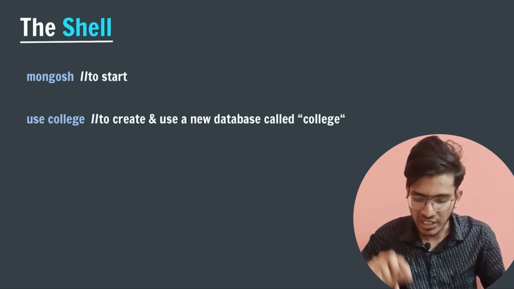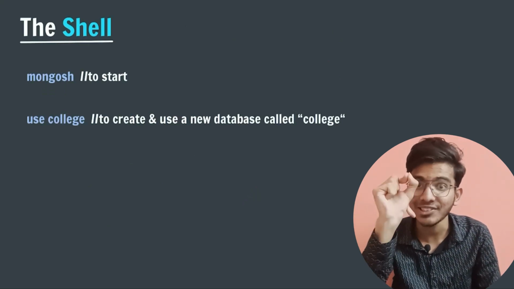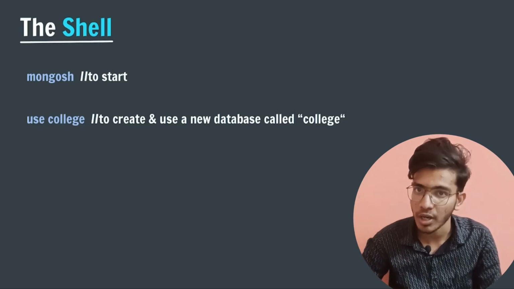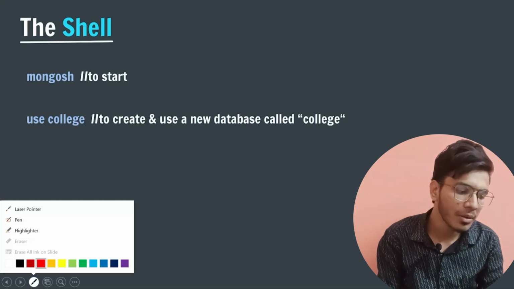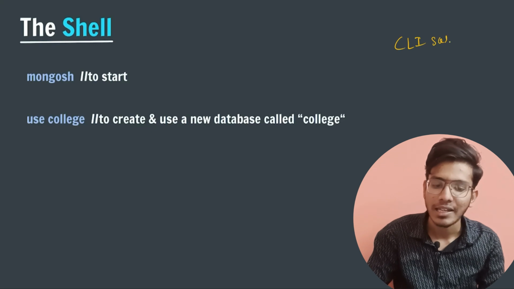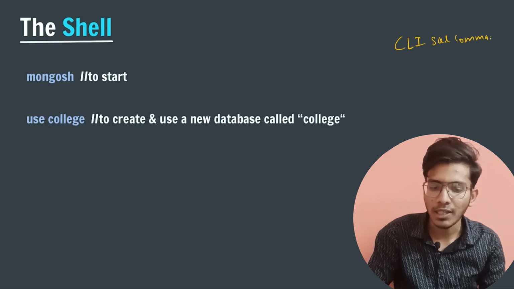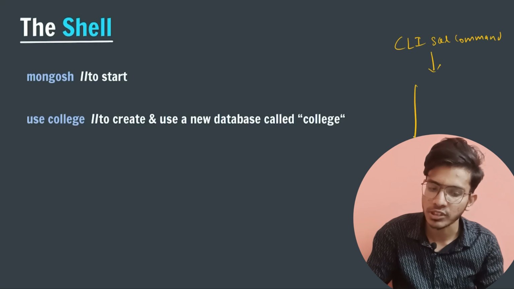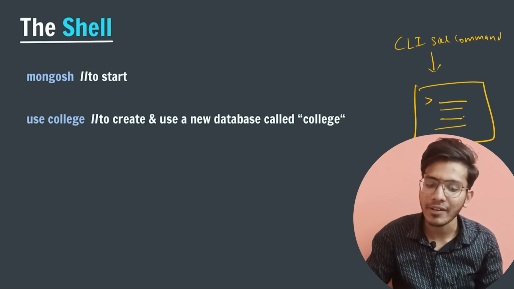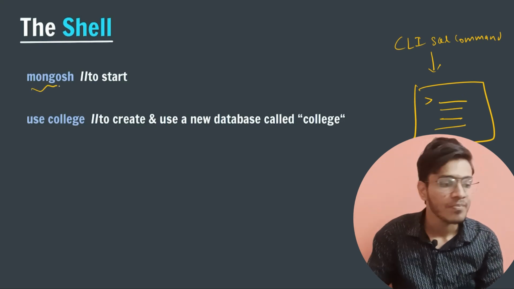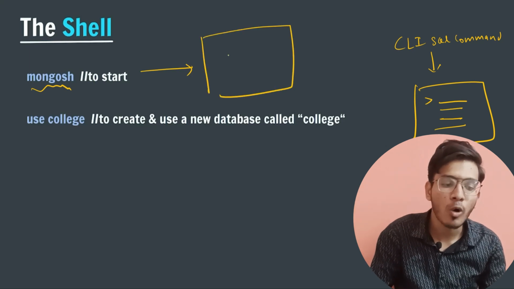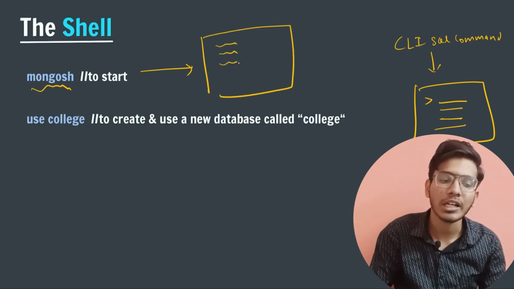Okay, now the first concept we are going to study in MongoDB is Mongo Shell, right? So Mongo Shell is a runtime environment of MongoDB. If you remember, in SQL we have studied a concept called CLI SQL command. So what this CLI SQL command will do is that it will create an environment in which, in the terminal, we can write our SQL commands. Like this, using Mongo Shell, we can create a Mongo environment, and in this we can create our database.